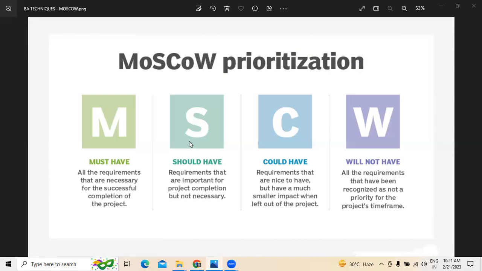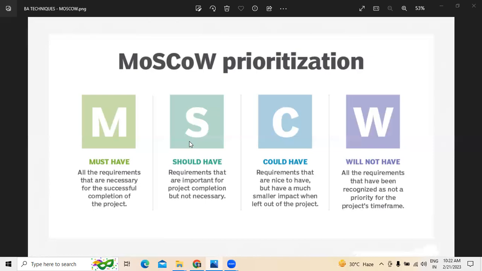The third one is called could have, which is used to have this as an additional advantage, because if these requirements are added to the existing application, they will provide a value addition to the project. That's what we call could have, but it is not necessary. But you have these requirements so that they will have more impact on the project.